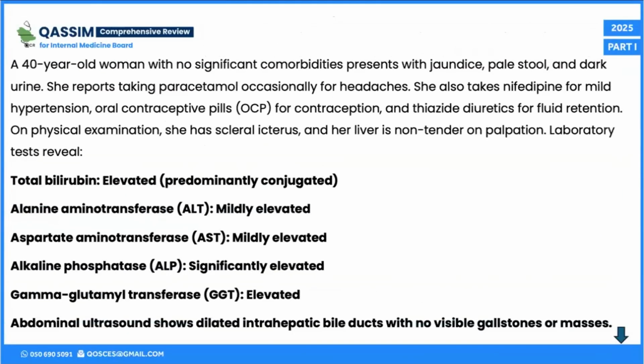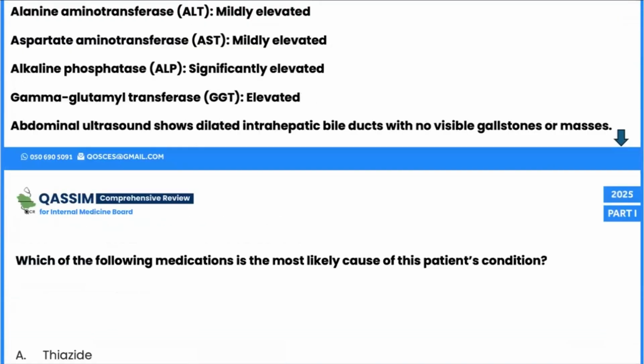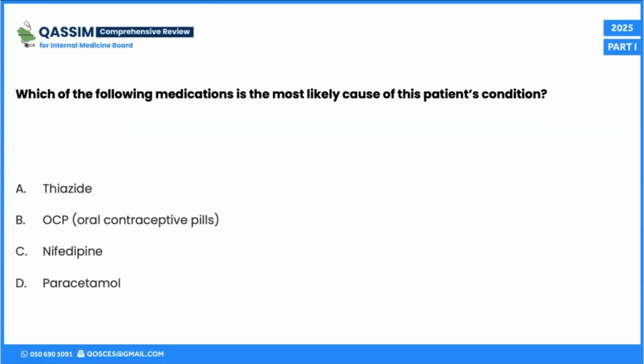Okay, from the stem of the question, what is the likely cause of her cholestatic liver disease or cholestatic pattern of derangement of liver function tests? So is it thiazide, oral contraceptive pills, nifedipine, or paracetamol? Can we have a poll, Mustafa? Okay. So what is the culprit medication here? Can you answer the question? Can we have the result, Mustafa?